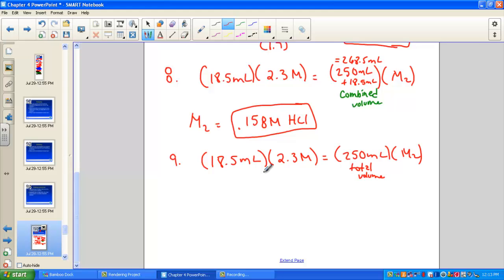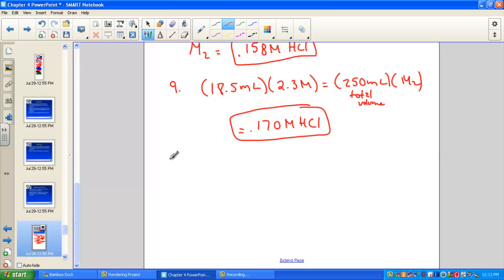18.5 times 2.3 divided by 250. And now our resulting concentration, a little bit more concentrated, 0.1702, so about 0.170 molar HCl. One more in this set.